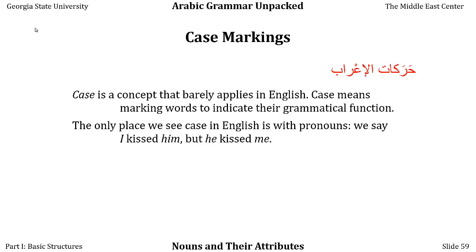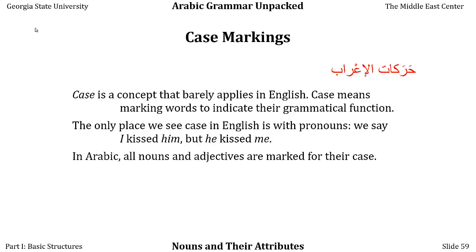In the first example, I kissed him, I am the subject, I'm the kisser. Him is the object, he's the kissee. In the second example, he kissed me, he has become the subject, the kisser, and me is the object, the kissee. So we change the form of the pronoun to indicate what its function is in the sentence.